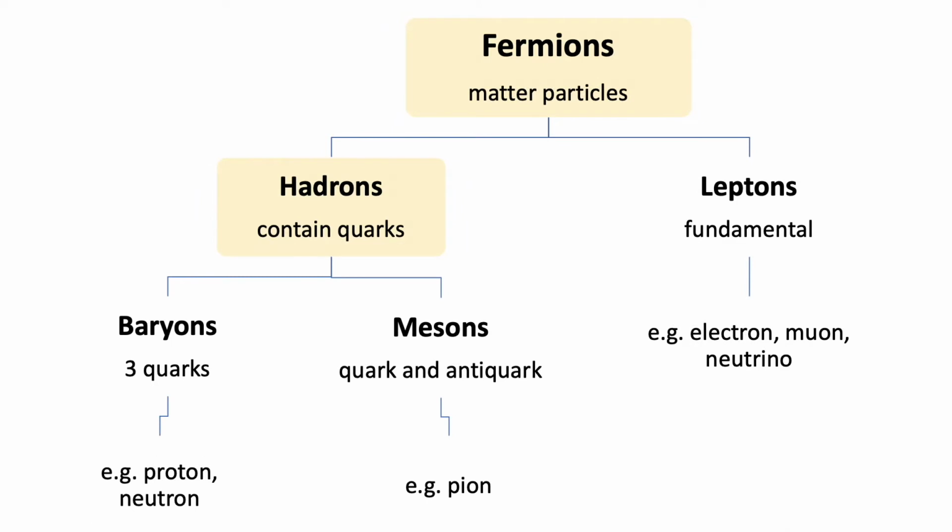Fermions can be split into two groups. Particles formed from quarks are called hadrons, and these include protons and neutrons. Particles that don't contain quarks are called leptons, and these include electrons, muons and neutrinos. Both leptons and quarks are fundamental as they can't be split any further.